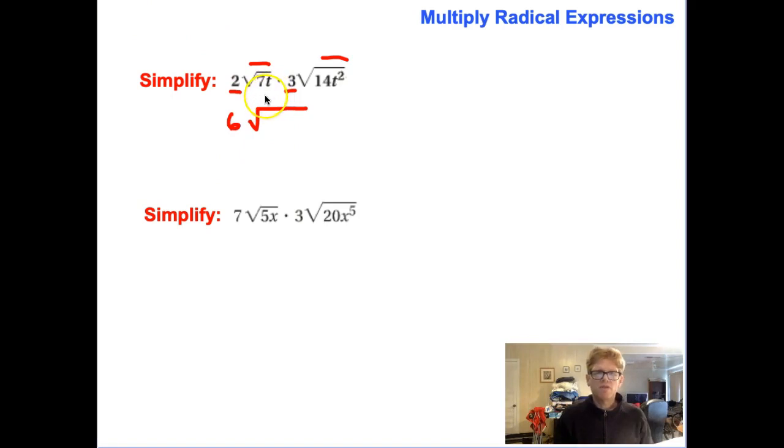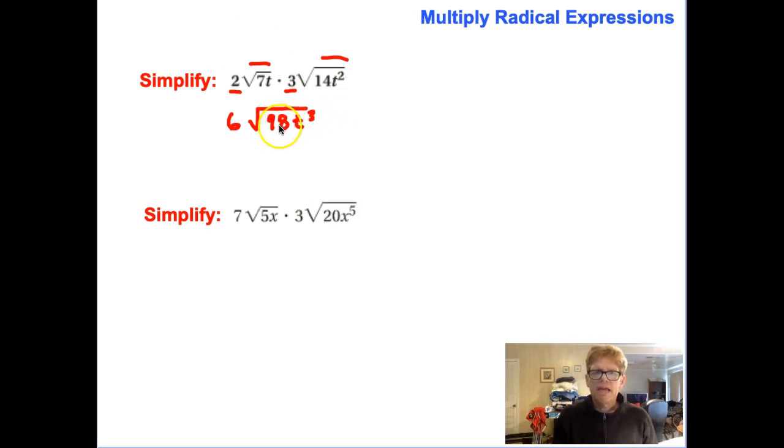Simply multiply those numbers, and 7 times 14 gives us 98. And we multiply the t's together, so t to the first times t to the second is t to the third. But we're not done. We need to make sure that we continue to simplify anything that's under the radical. So our radicand is 98t to the third.